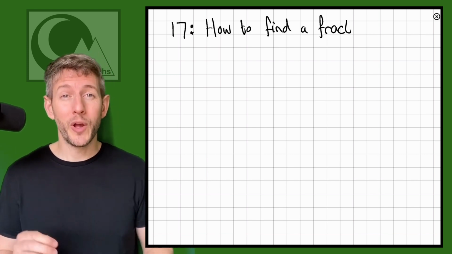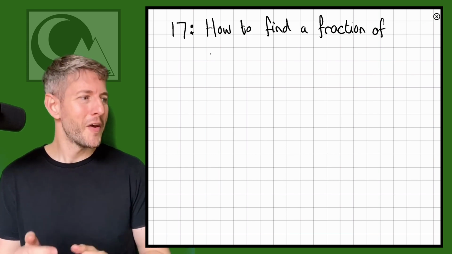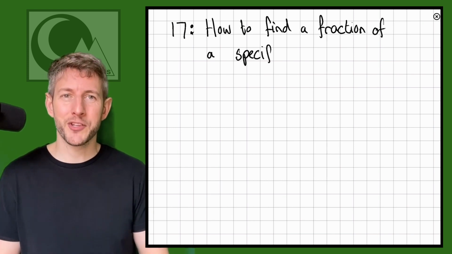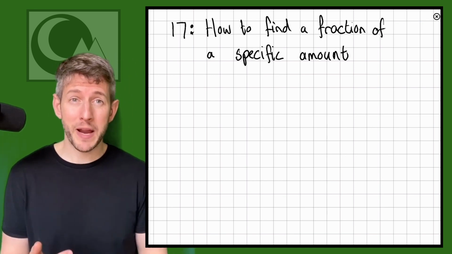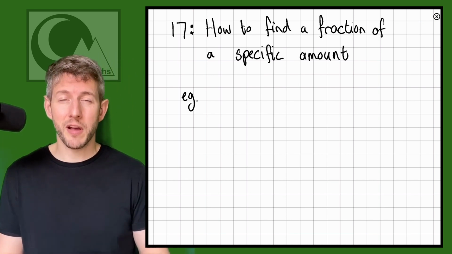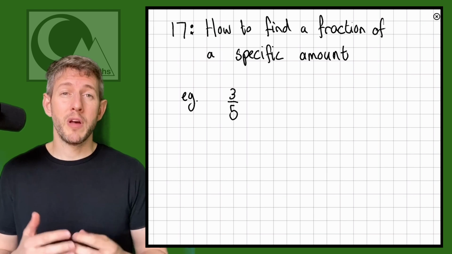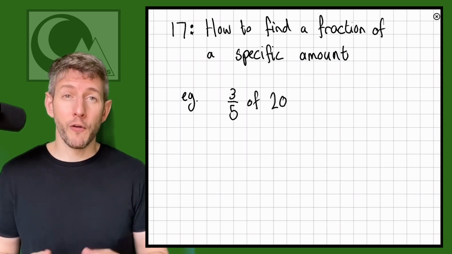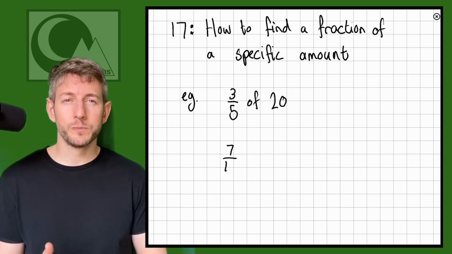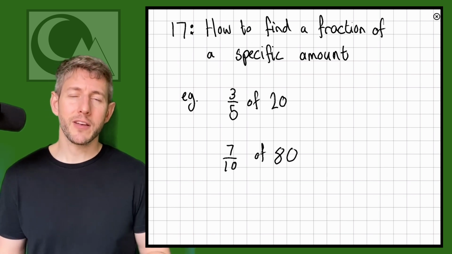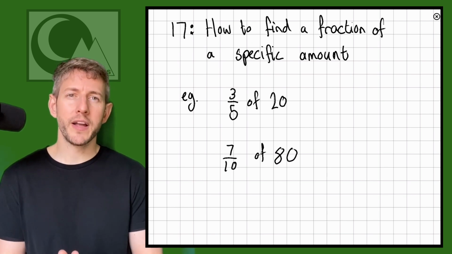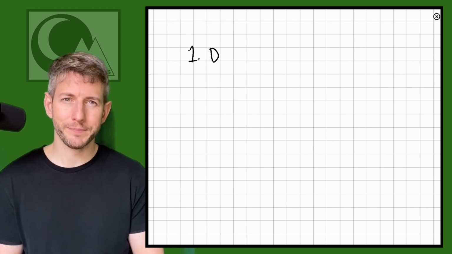This time we're on tutorial 17, which is how to find a fraction of a specific amount. Just to explain what that means, that's questions such as work out 3/5 of 20, work out 7/10 of 80. So these kinds of questions. We want to find a fraction of an amount.